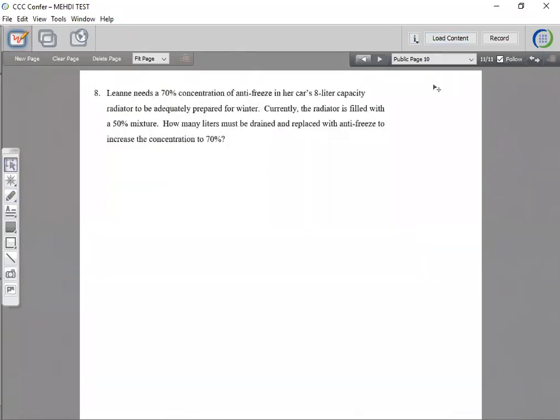Okay, so this is a mixture problem also. So let's have somebody read this for us, please. I'll read it. Yes, please. Leanne needs a 70% concentration of antifreeze in her car's 8-liter capacity radiator to be adequately prepared for winter. Currently, the radiator is filled with a 50% mixture. How many liters must be drained and replaced with antifreeze to increase the concentration to 70%?